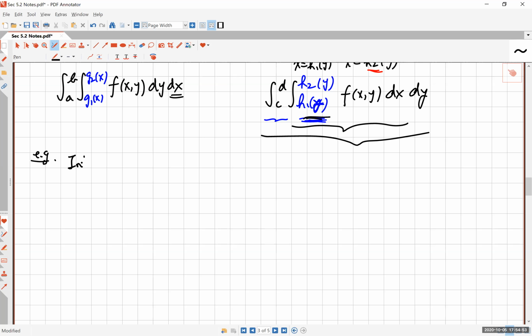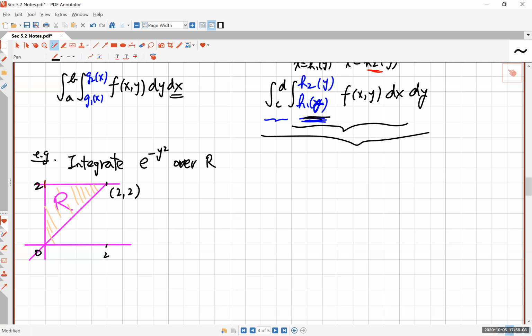All right, I want you to integrate e to the negative y squared over this region R, and R is this region that I'm going to draw in an instant. The region R is a triangular region bounded by (0,0), (2,2), and (0,2). So how do you set this up? That's not bad. Let's think of this as a type 1 region, because this actually is both.